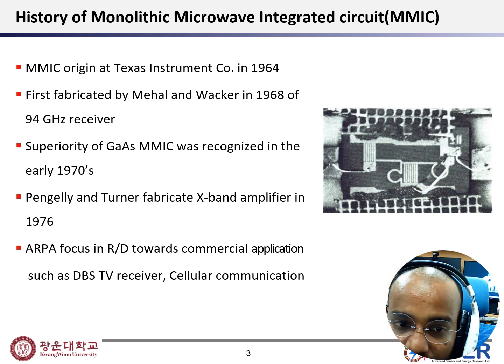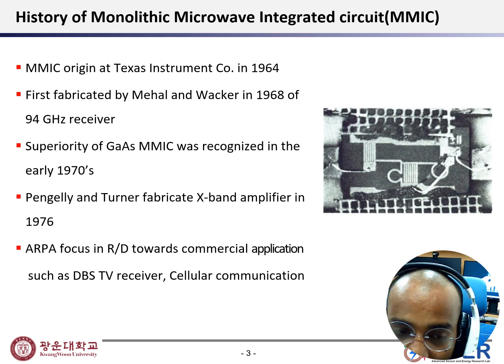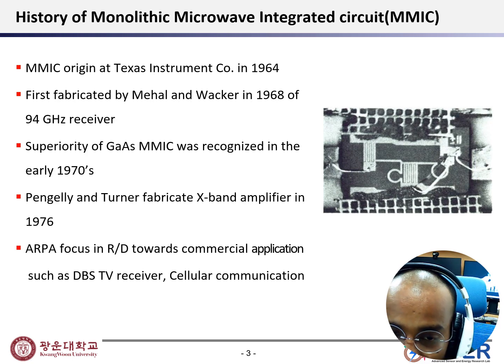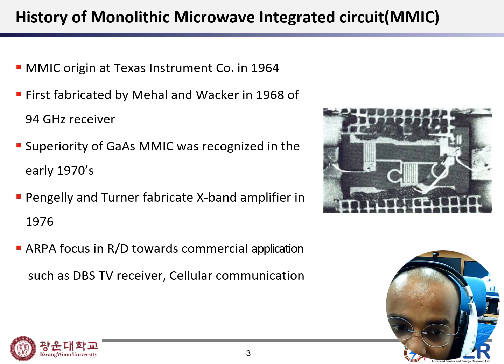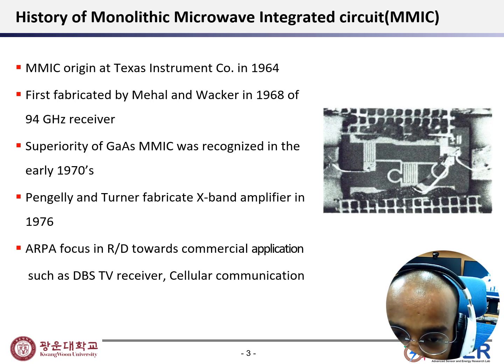Now coming to the history of MMIC, it originated in 1964, but was first fabricated by Mekal and Wacker in 1968 as a 94 GHz receiver. The generally used material in MMIC, gallium arsenide, came in the 1970s. ARTS focused research and development toward commercial applications such as DBS TV receivers and cellular communication.